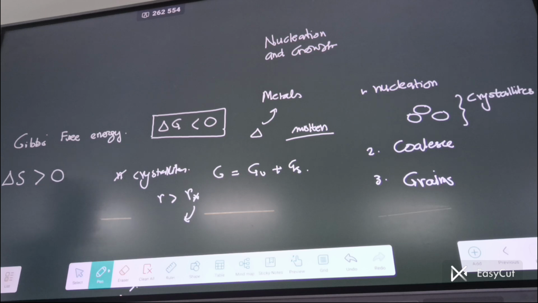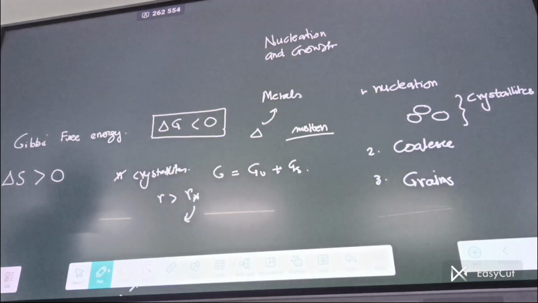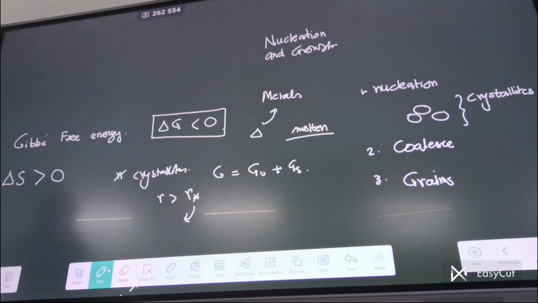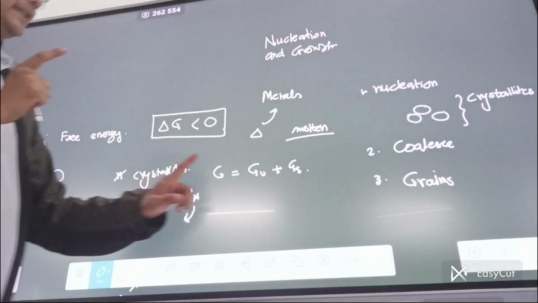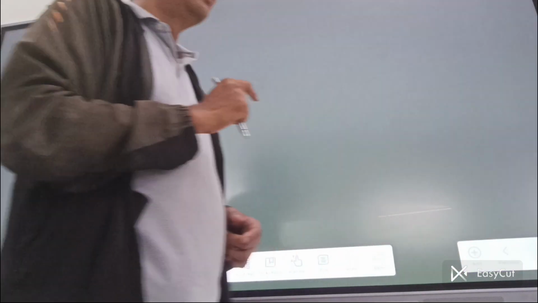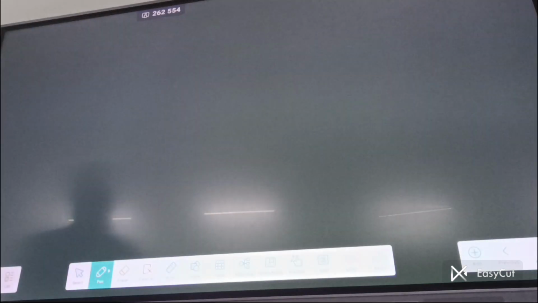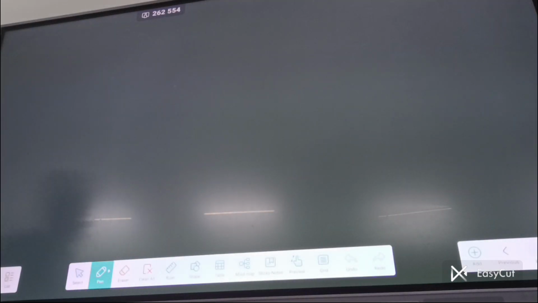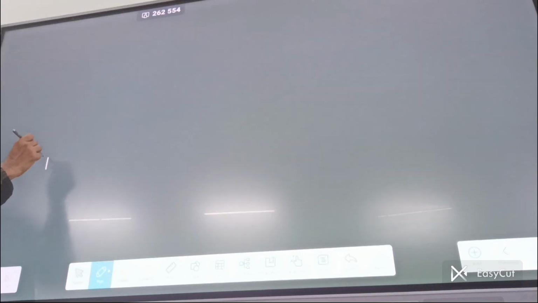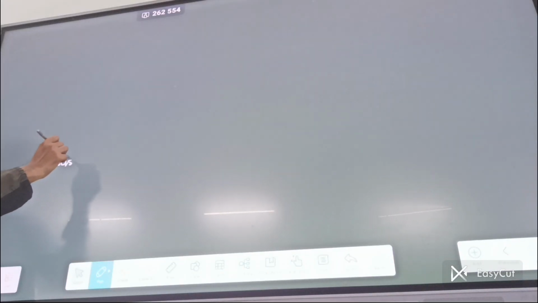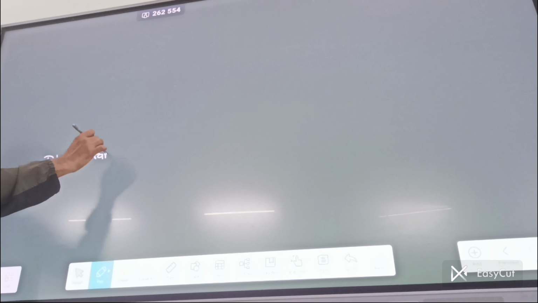So this is how I will discuss nucleation and growth in detail. We will enter into the details, then you will be able to actually visualize what I am telling. But for the sake of just an introductory class today, just understand that this Gibbs free energy plays a very important role in the nucleation and growth process. Next, another important aspect: phase transition is also very much related to thermodynamics.